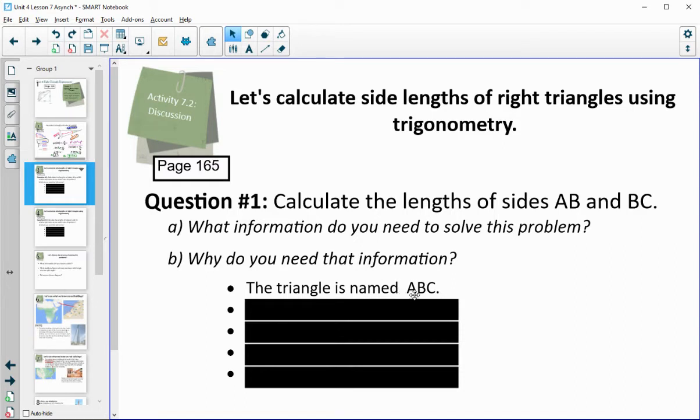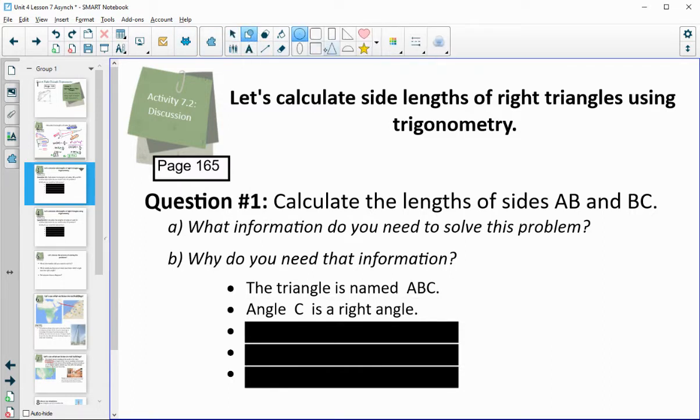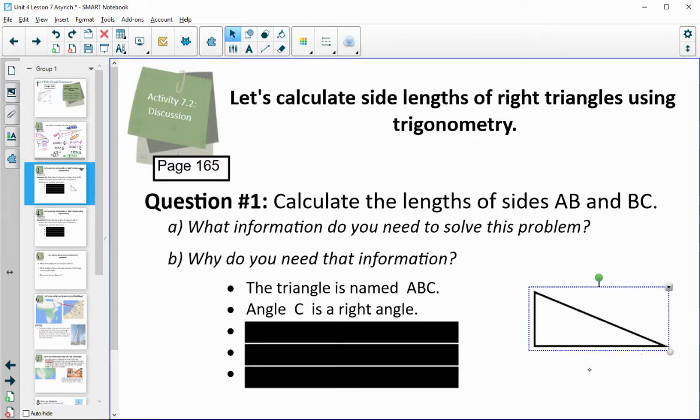Okay, so we probably already knew that the triangle's name was ABC. We probably need to know what the right angle is. We've been using a bunch of right triangles now, so it would be nice to know which one is the 90-degree angle, because that would help us with some other information. In this case, in order to label it, we know this one is going to be labeled C.